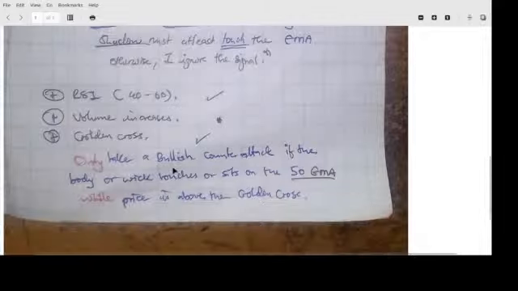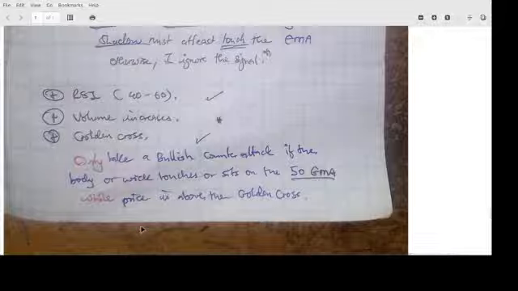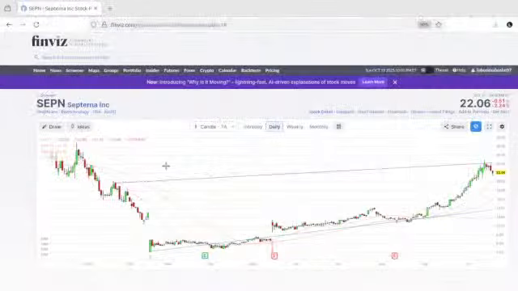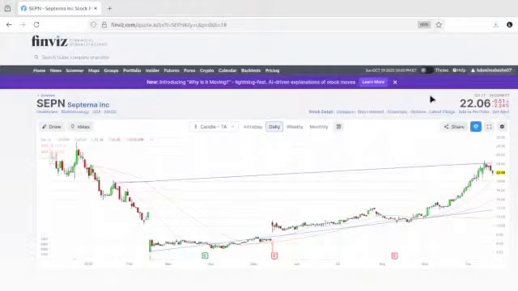All right. So here I finish it off and I say only take a bullish counter attack if the body or wick touches or sits on the 50 EMA while price is above the golden cross. So that's what you want. Okay. So this is a random pattern.